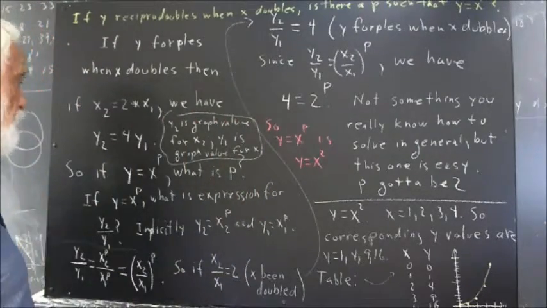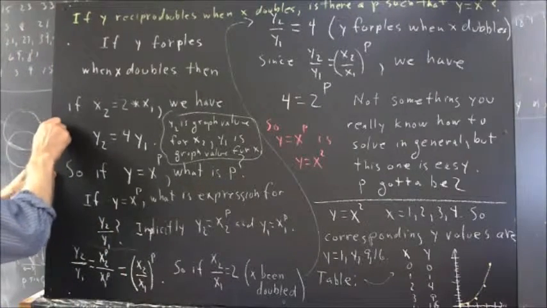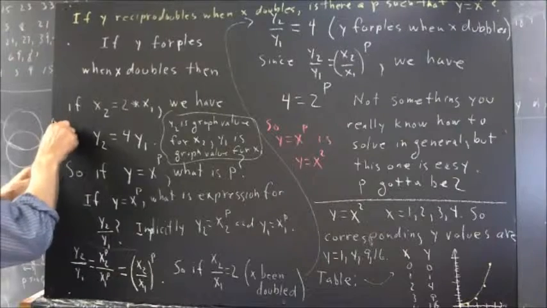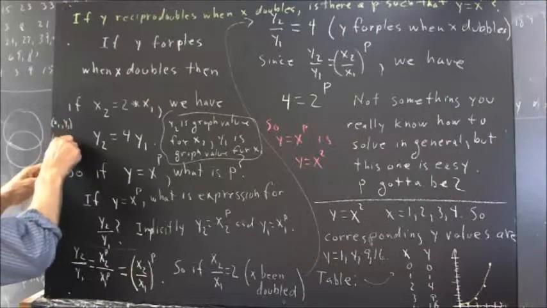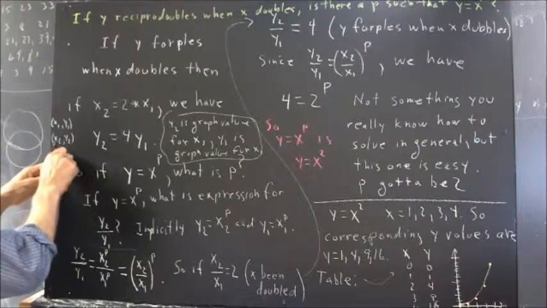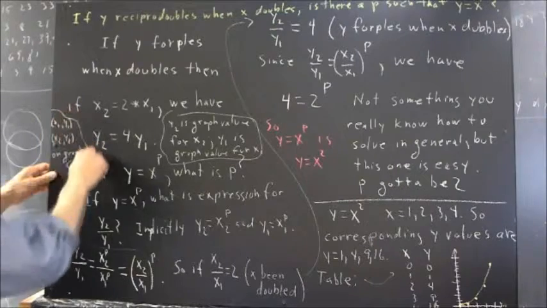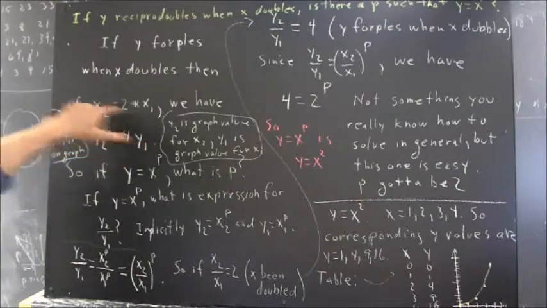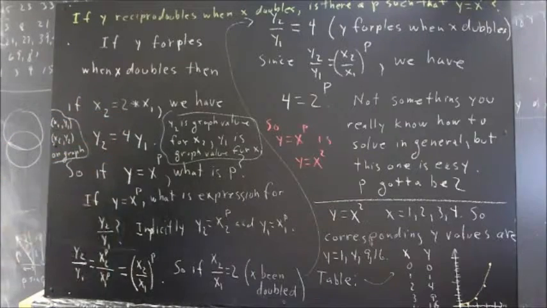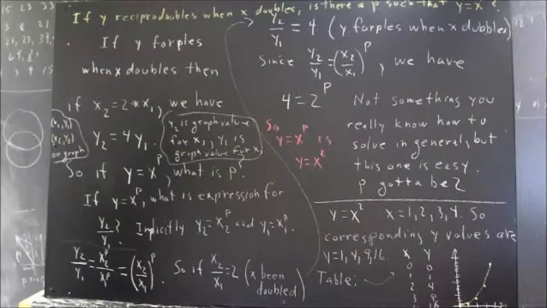Another way of saying that is x1, y1, and x2, y2 are on the graph. Okay, just to clarify that that's what is implicitly meant by this, that y2 corresponds to x2, y1 corresponds to x1.